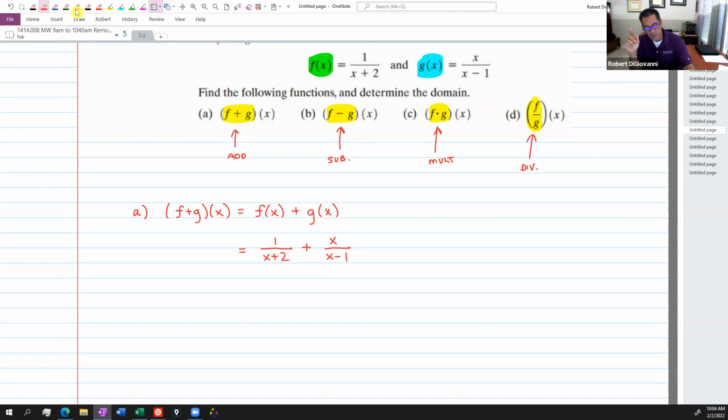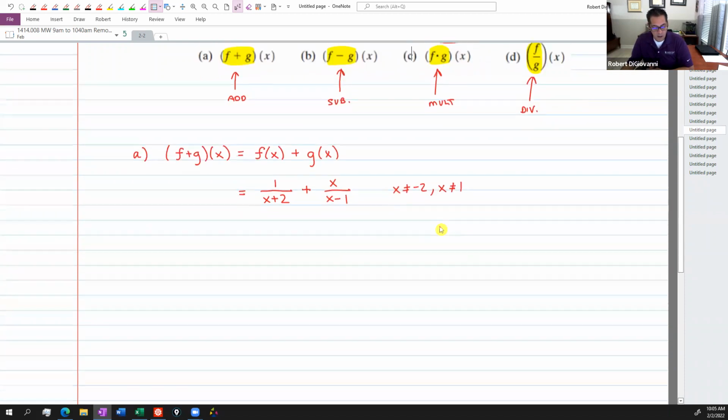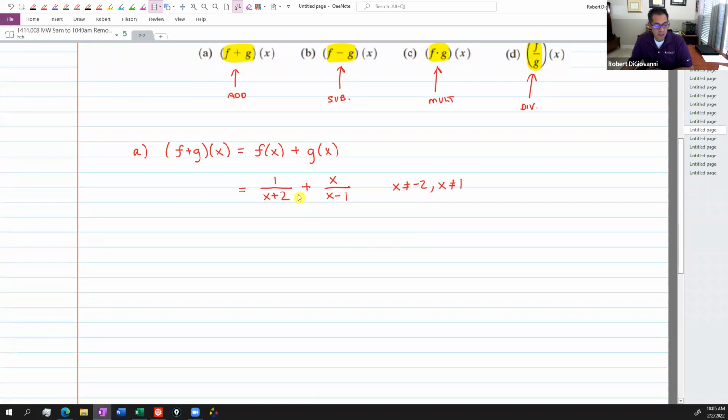Before I do that, I want to put here the domain. X cannot be -2. X cannot be 1. Do we agree with that? This can't happen because if I plug in -2, this one's going to have division by 0. If I plug in 1, this one's going to have division by 0. So I'd have to eliminate those. In this problem, it asks for the domain. So that's why I'm stating it here. I'm not going to combine these together. I'm just going to let that be for you as an exercise.